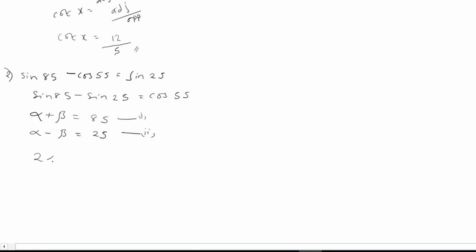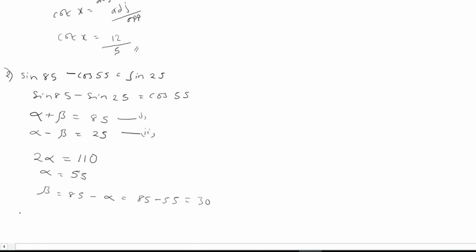So you'll have 2 alpha is equal, this will cancel out, 2 alpha is equal to 110, implying that alpha is 110 divided by 2, giving us 55. And if alpha is 55, it implies that our beta, which is the same thing as 85 minus alpha, is gonna be 85 minus 55, giving us 30. So we have alpha equal to 55 and beta equal to 30.